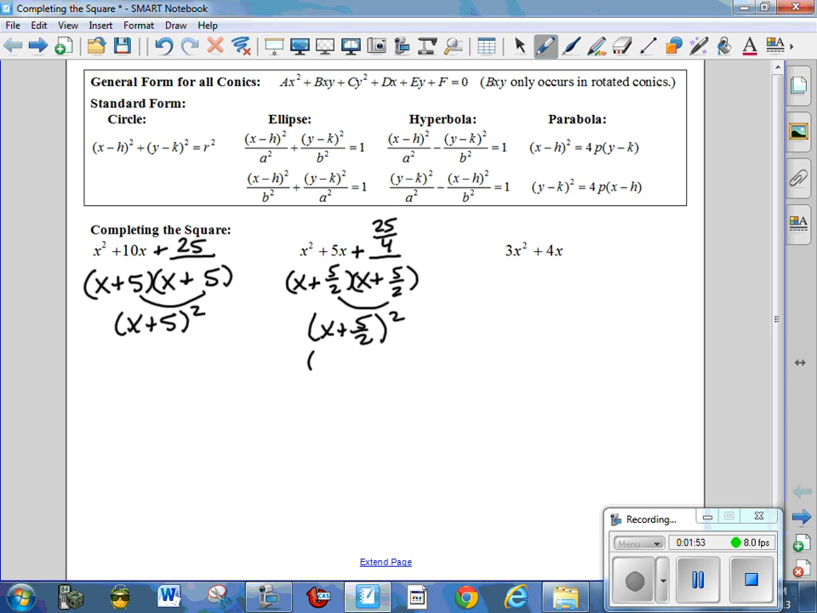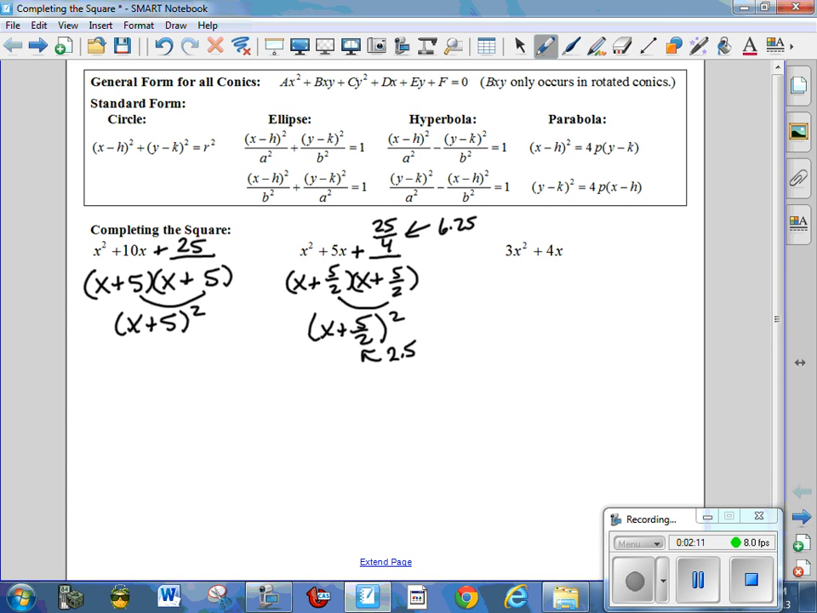You could also make this 6.25, and this would be 2.5, and 2.5 squared is 6.25. So that would be another way to do it with decimals.